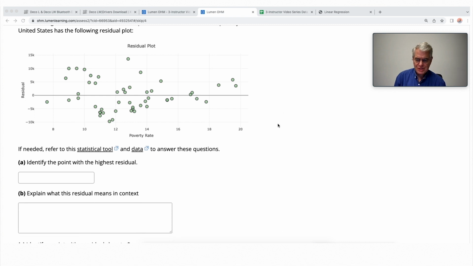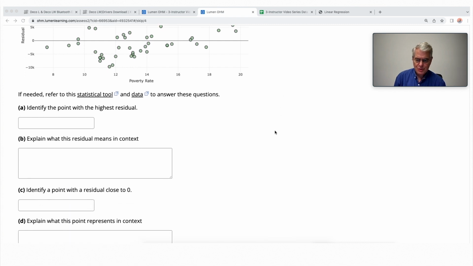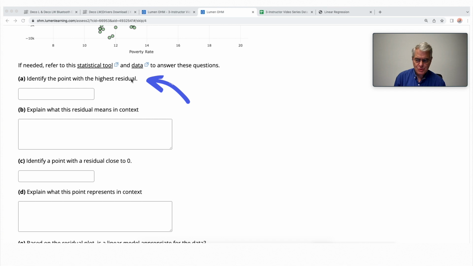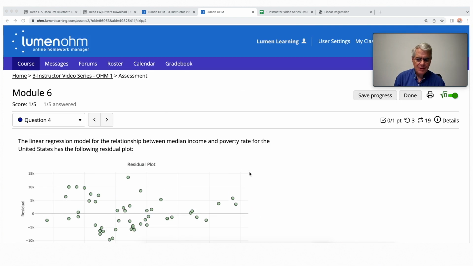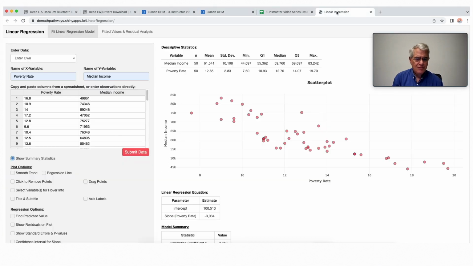We're going to be asked to identify, based on the residuals, the point with the highest residual, what that means, the point with the least residual, and what that means, and whether or not a linear model is appropriate for these data. So I've switched these for you so you don't have to go back through and do it. Put median income in the Y, poverty in the X. Here's our regression line.